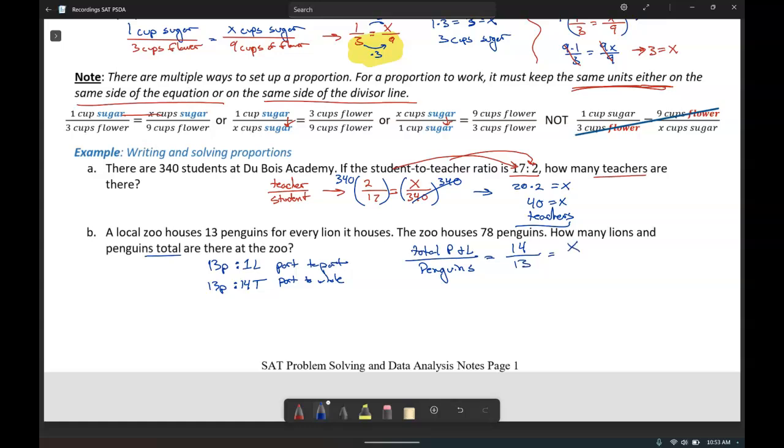We don't know how many total animals there are, but we do know that there are 78 penguins, and we can go ahead and multiply by our least common denominator, which again is going to be 78. And so it's going to cancel on the right. And then 78 divided by 13 gives us 6. So this becomes 6 times 14 equals x, which means we have 84 lions and penguins.